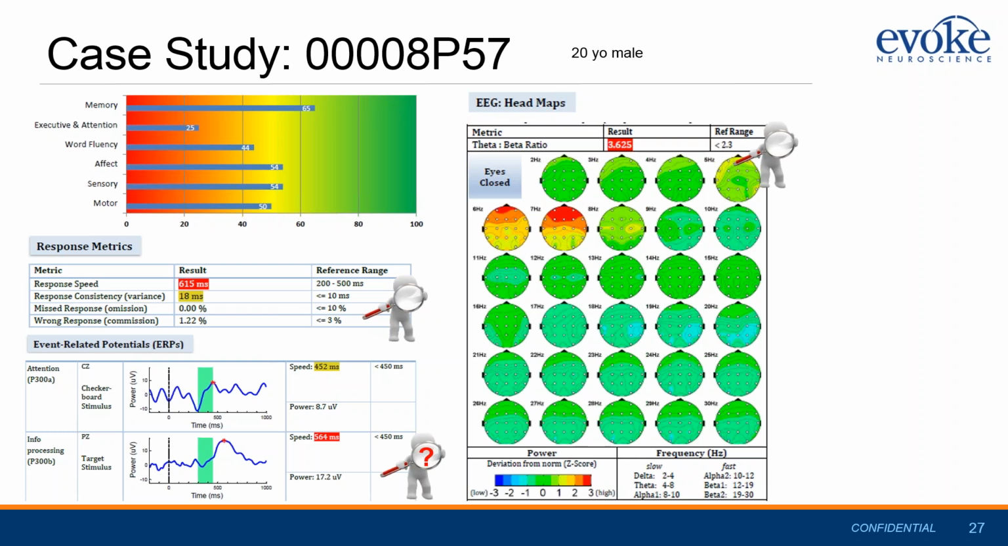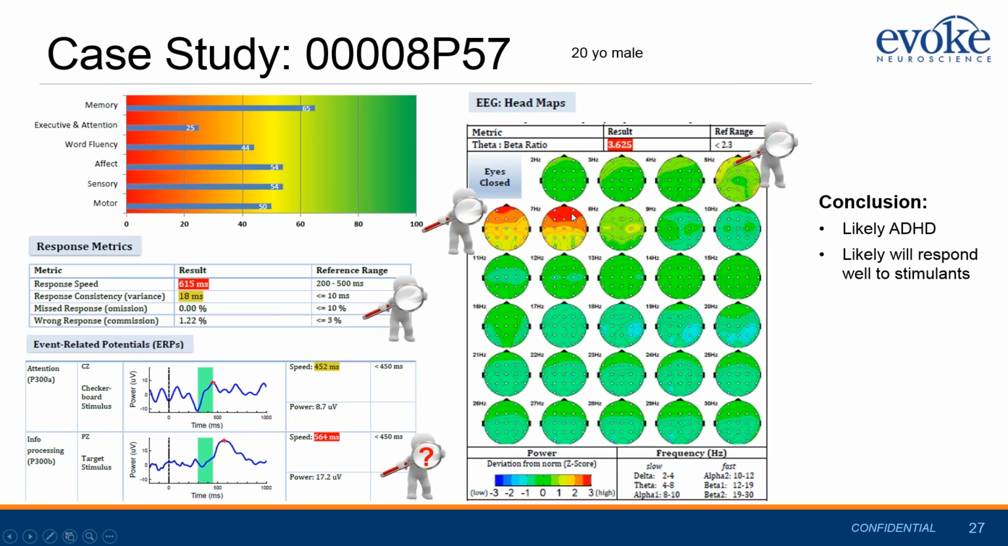When I look at my theta-beta ratio, this is a very high score. So that is making me think ADHD. And then when I look at my head maps in this theta range, I'm seeing high power in my frontal-central regions. So I'm going to conclude yet again, this is likely an ADHD case, and this person probably will respond well to stimulants.